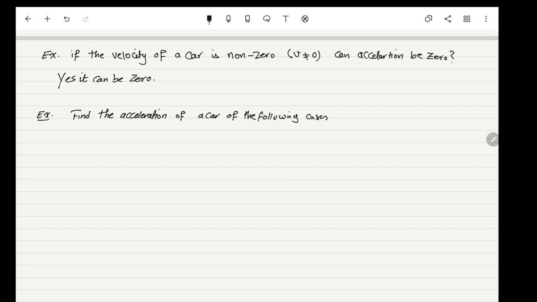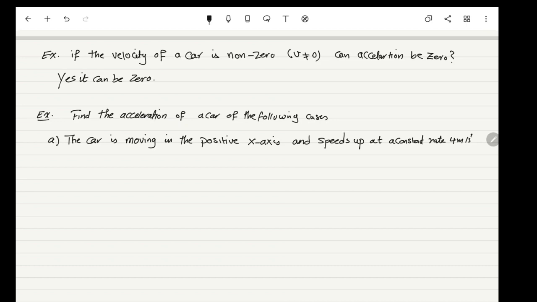Example: find the acceleration of a car in the following cases. A, the car is moving in the positive x-axis and speeds up at a constant rate of 4 meters per second squared. For this case here, the acceleration is in the same direction as the car. As a result, it's equal to 4 meters per second squared, because it's actually speeding up.